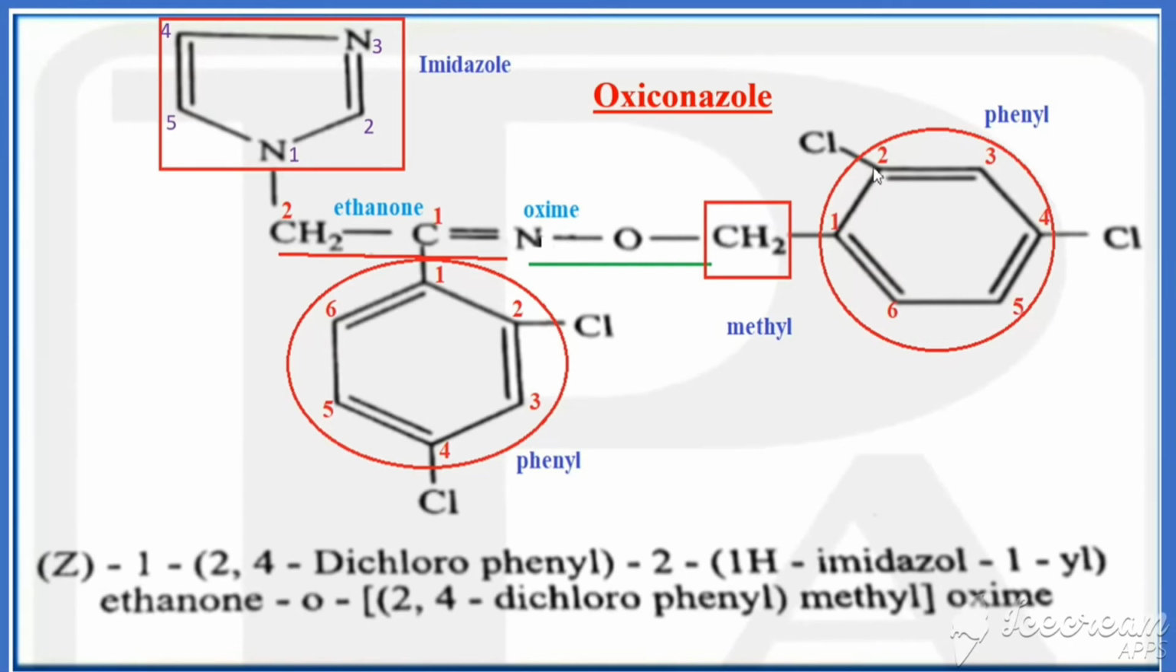So that is for oxiconazole. What is oxiconazole? That is an oxime derivative. See here, what is oxime? Double bond NOH is called oxime. Here hydrogen is replaced by this thing, that is 2,4-dichlorobenzyl.